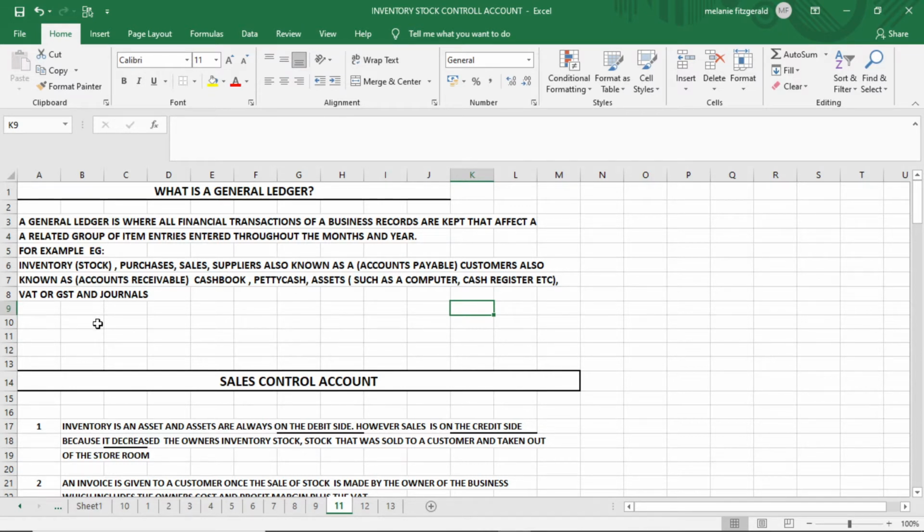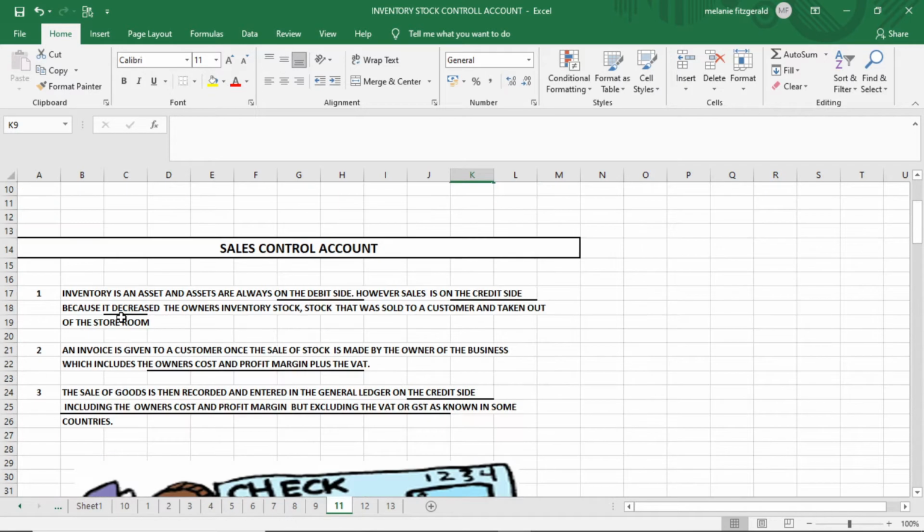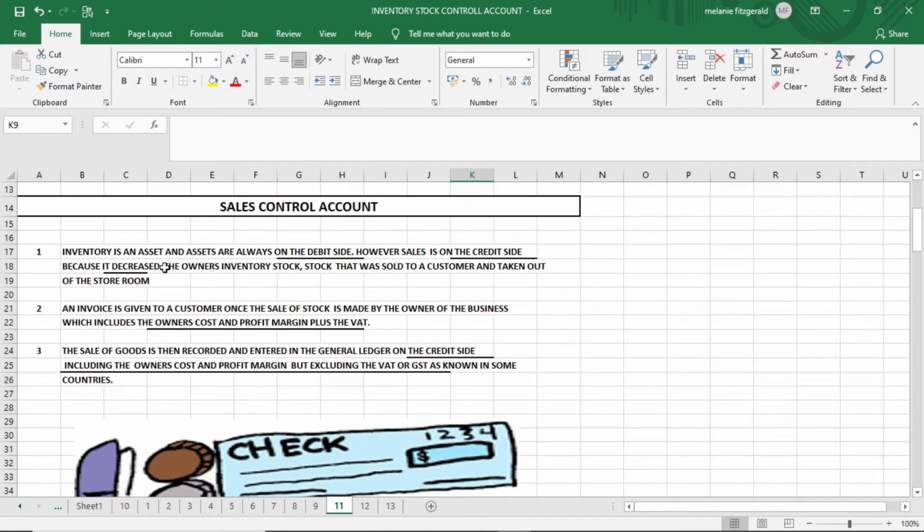Now, the reason we're doing a sales control account is we need to keep a record of all our customers. When they buy from us, we need to know how much they bought from us and how much they owe us. And in order to give them invoices, we need to keep an accurate record of our sales in our business. Okay, so sales control account.